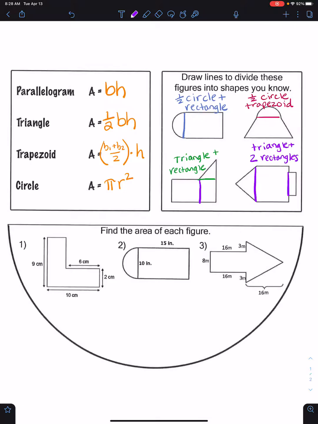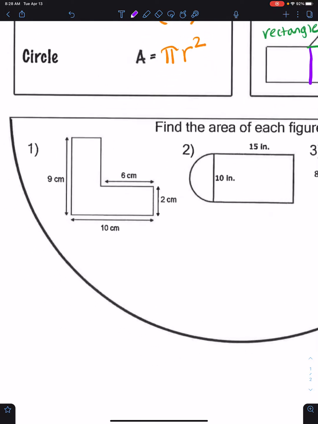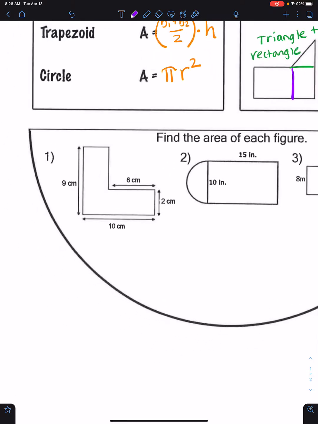So let's actually try one. Let's do number 1 down here. So number 1, I'm just gonna draw a line here. Again, that's not the only place you could draw a line, but if I do that, I have this rectangle up on top, which I'll outline in purple, and that rectangle is going to be 4 here because this 4 and this 6 need to equal this 10, so it's 4 across the top. And then if this is 2 right here and all the way down is 9, then this part right here is 7. So the area of that rectangle is 28.